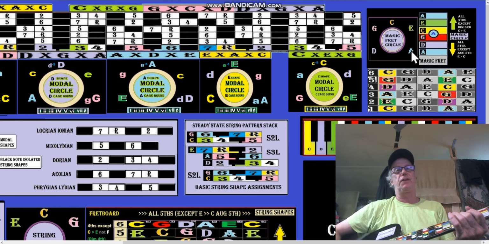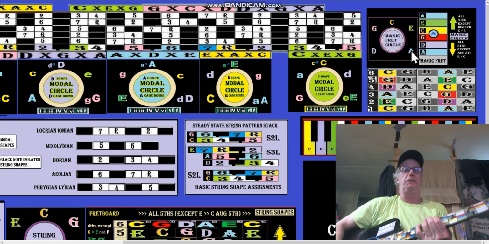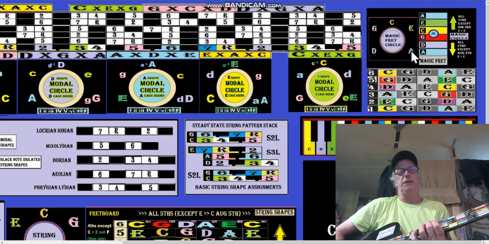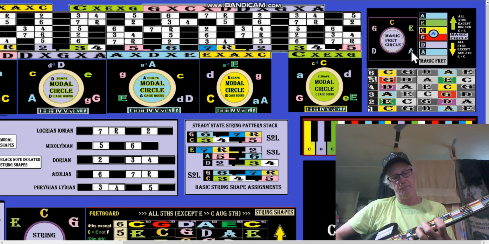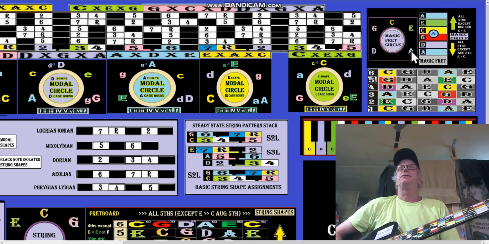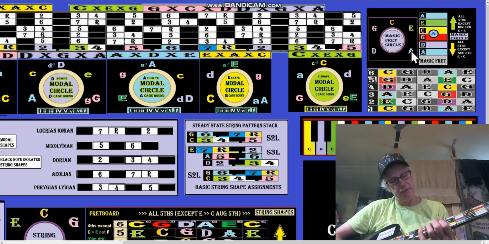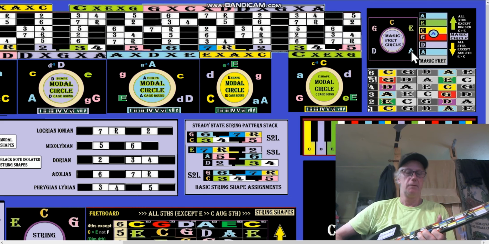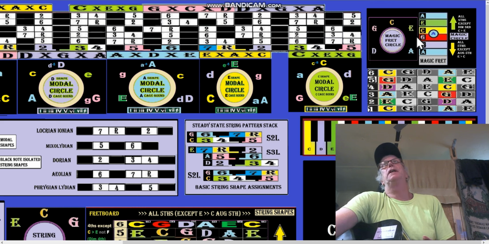becomes the 5th of A. So you start on the 5th of C. So in the A cage, if I start a C shape on the 3rd string in the A cage, so that would be like here, you can see that A shape taking form right there. So that's the clockwise usage of the magic fret circle.